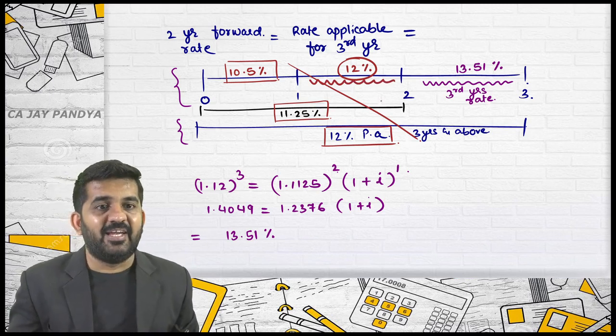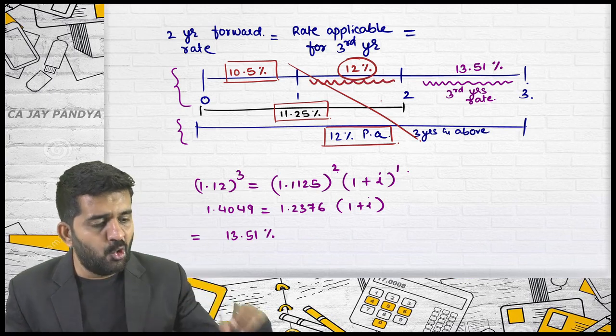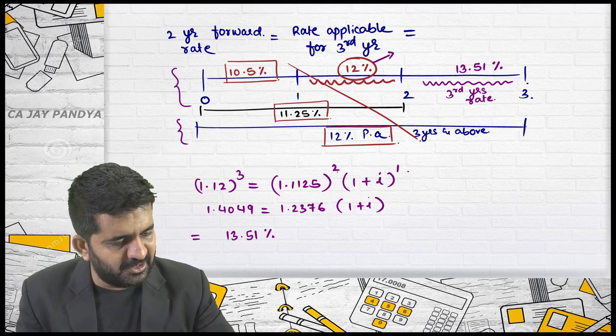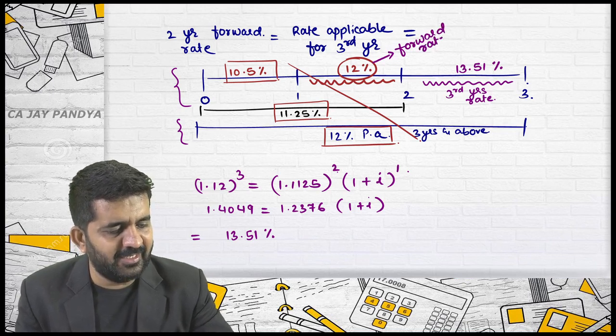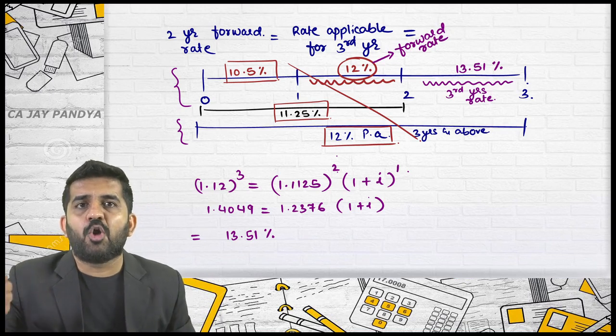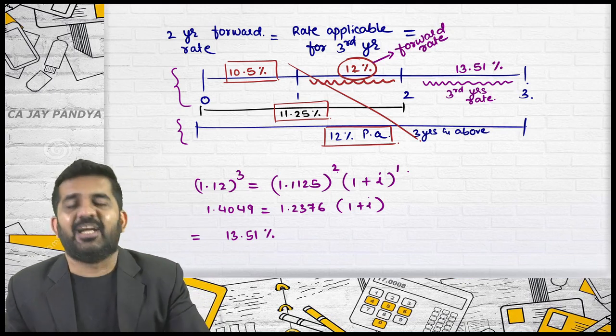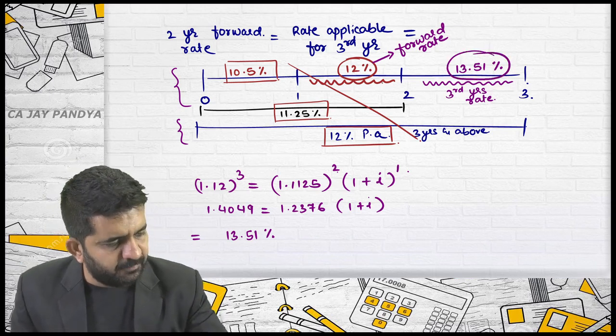If I am making an investment at the end of year 1, this 12% is termed as a forward rate. Why 1 year forward rate? If you want to borrow at the end of 1 year, this rate will be applicable. Help me out: 13.51 percent.